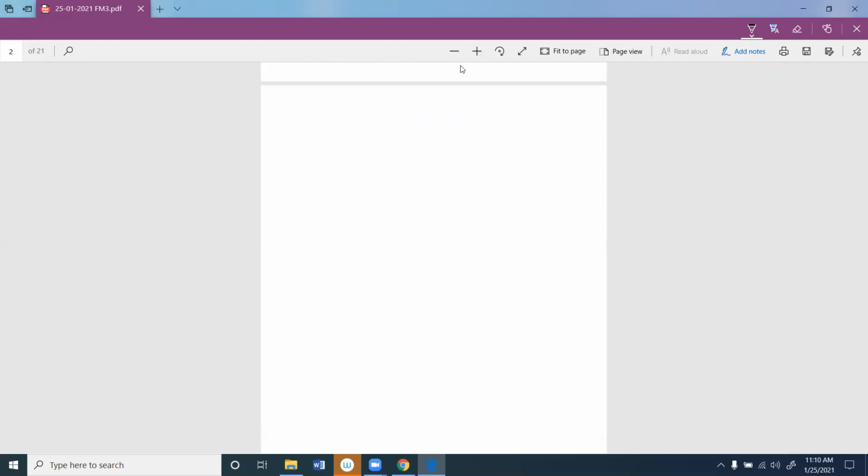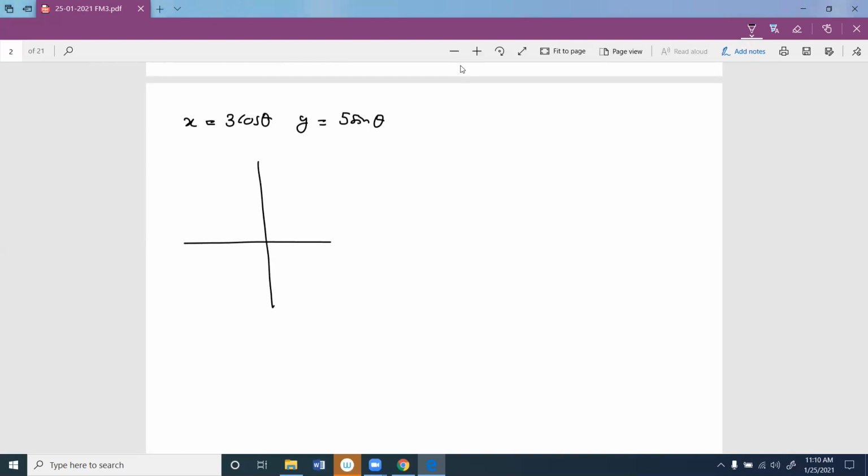If you happen to see an equation just like this, sometimes they used to give us parametric formats. Here, x equals 3 cos theta, and y equals 5 sin theta. This is pretty simple. Then we need to find the sketch of this graph. So x is related with 3 and y is related with 5. So this is 3 and this is minus 3, and this is 5 and this is minus 5.